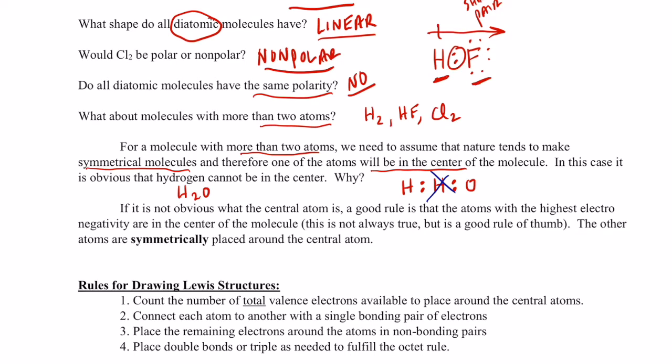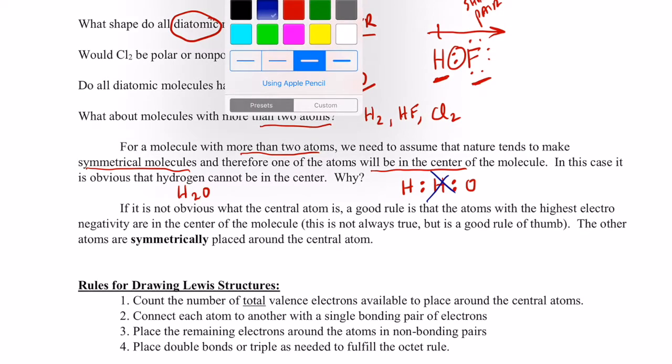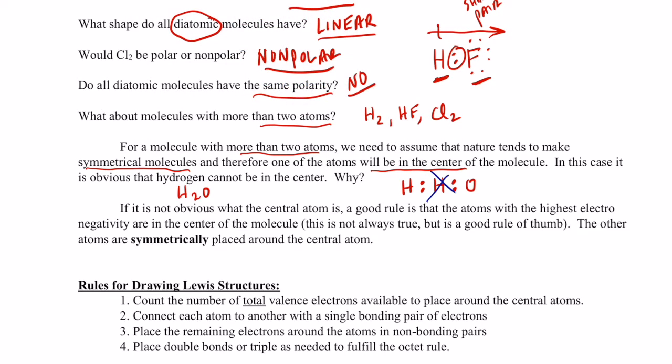How many valence electrons can hydrogen have? That's right, it can only have 2. So hydrogen can only make 1 bond. So hydrogen can never be in the center of a molecule. Okay, it needs to be on one of the ends. So, if it's not obvious what the central atom is, a good rule, and it's not always the case, is that atoms with the highest electronegativity end up in the center. It's not always true, but it's a good rule of thumb. The other atoms are symmetrically placed around the central atom.